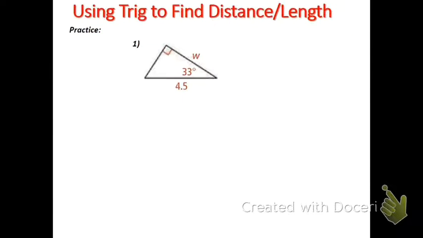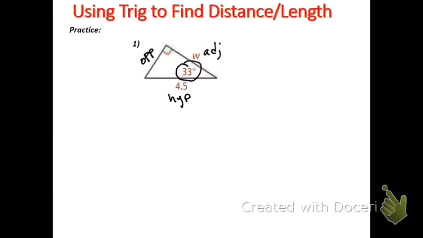We've got a right triangle with an angle of 33, a hypotenuse of 4.5, and another side equal to W. And we're trying to find the length of W. So we start from our reference angle, right? 33. This is our opposite side. This I already said is the hypotenuse, and so this is the adjacent side.